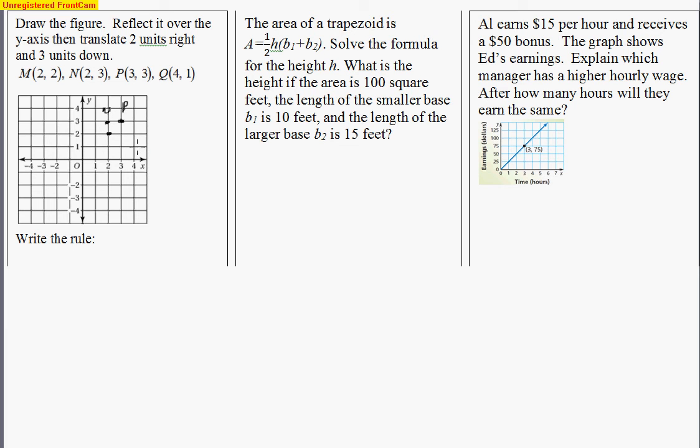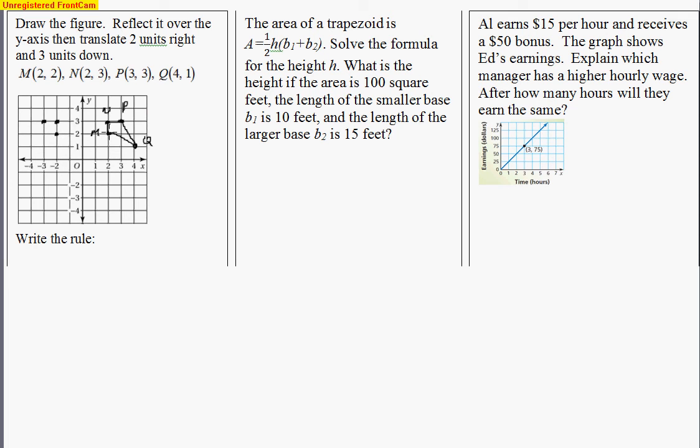But before I write that, I want to make sure I don't write right over things. So that's M, and this is Q right here. Okay, so there's our figure. And so what we want to do now is take that figure and reflect it over the y-axis. When we reflect over the y-axis, we're just going to count the spaces to the y-axis and go on the other side. So this is N, and then P would be right here, M would be right here.